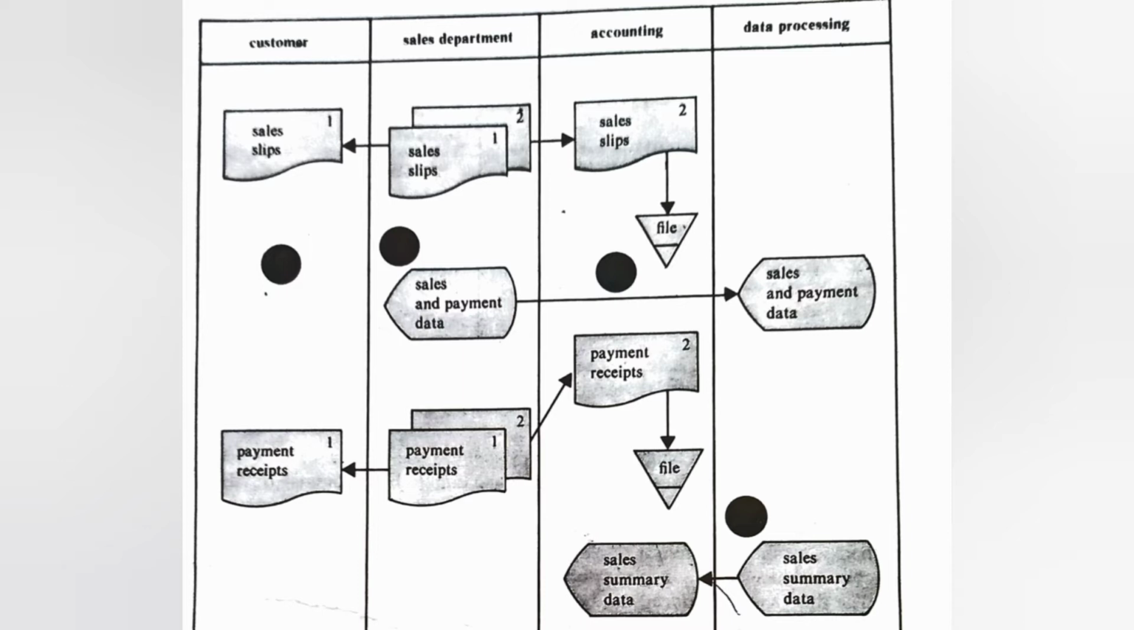The first portion shows a point of sales terminal is used to capture sales and payment data that is transmitted to data processing. Sales slips and payment slips are produced in duplicate. Second, the original copies of sales slips and payment receipts are given to the customers. Third, the second copies of sales slips and receipts are sent to accounting where they are retained for future reference in files. Fourth one, sales summary data is formatted and is available for display.